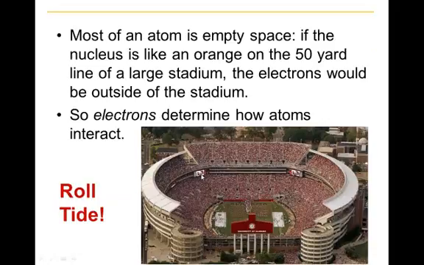A second characteristic, before we go on, I do want to point out that most of an atom is empty space. If the nucleus was like an orange and we set it down on a 50-yard line here, the electrons would be outside the stadium. And so the vast majority of an atom is empty space. And it is the electrons on the outside that determine how atoms interact one with another.